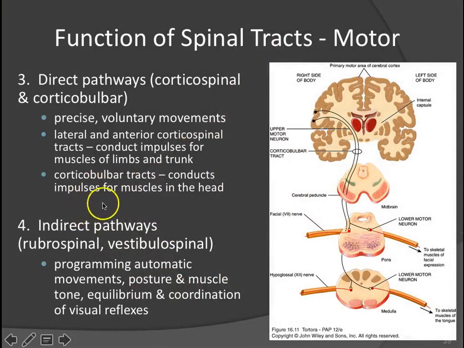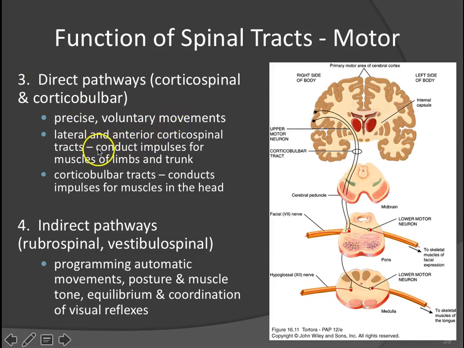All right. So those we had talked about were the sensory tracts. Now we're going to talk about the motor tracts. So now instead of coming from some body part up to the brain, we're going from the brain down to a muscle. We'll see that we have direct pathways and then indirect pathways. Our direct pathways are going to give us precise voluntary movements.